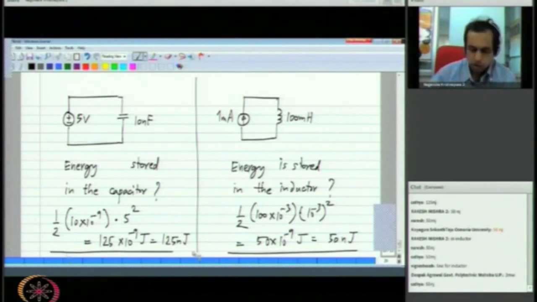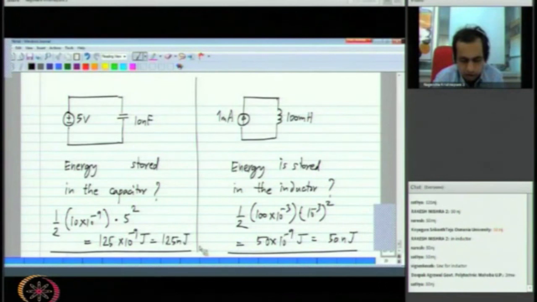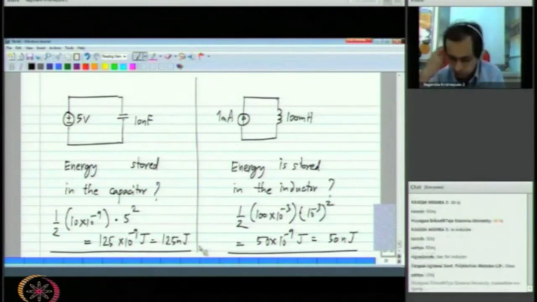So you should be able to do any of these calculations by yourselves from here onwards. Any elements or any simple circuit, you should be able to calculate the voltage and current in each element, and then calculate how much power or energy is dissipated or delivered in each element. Any questions about anything we have done so far?